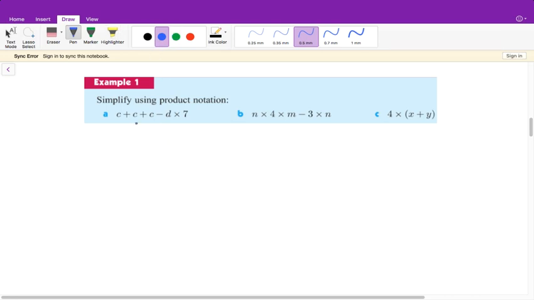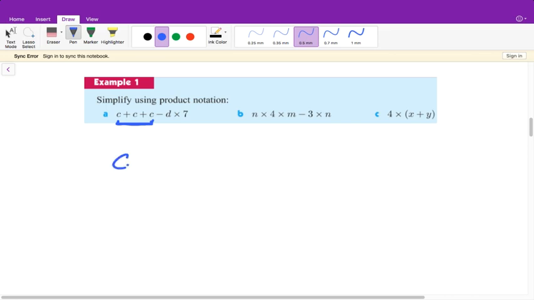So here, C plus C plus C minus D times 7. That's a lot to say, and if we were to try and use this in any other problem or to keep going with this, it'll be difficult for us to add or subtract or to solve. So what we need to do is rewrite this. So remember, whenever we're adding the same value together, we can rewrite it as multiplication.